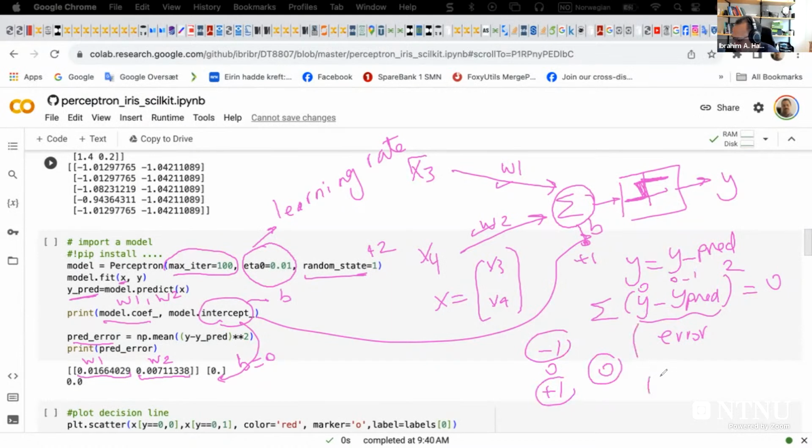Or it was 1 and it was predicted as 0, so it will be 1 minus 0. Sometimes you will get positive values, sometimes negative values, sometimes 0 values. To be sure that negative values will not cancel positive values and that it will be counted, we need to square this part. We need to square the error. We call it mean square error, right? So we need to square it.